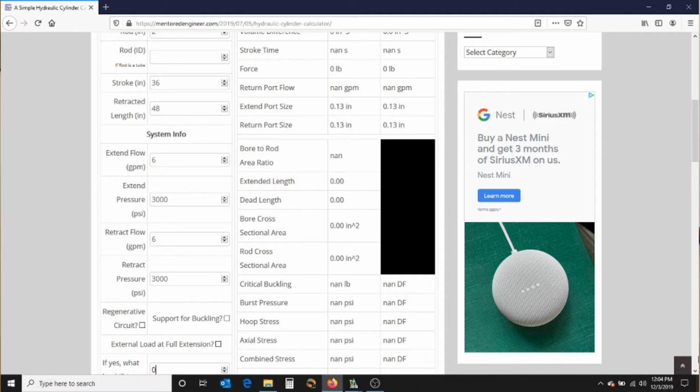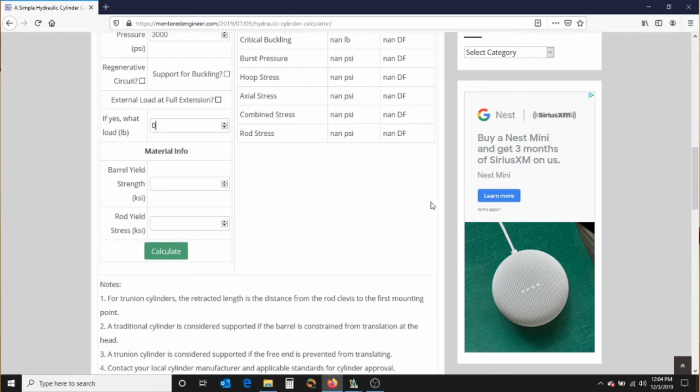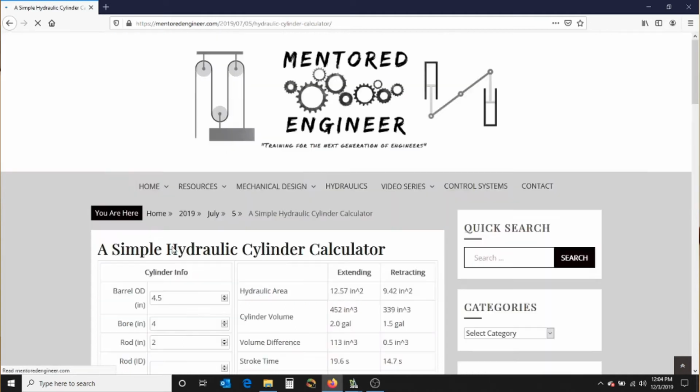Okay, so we're going to ignore all those for right now, and we're just going to come down here. The last section is we want to know the barrel strength of our material and our rod strength. So we have 70 KSI, and let's just say 100 KSI for our rod. And those are pretty good answers for professionally designed cylinders.